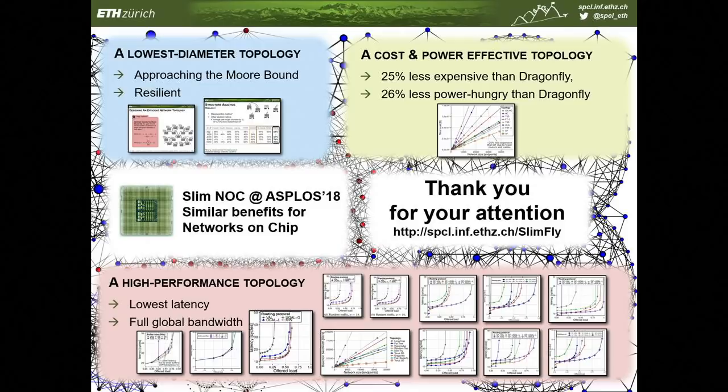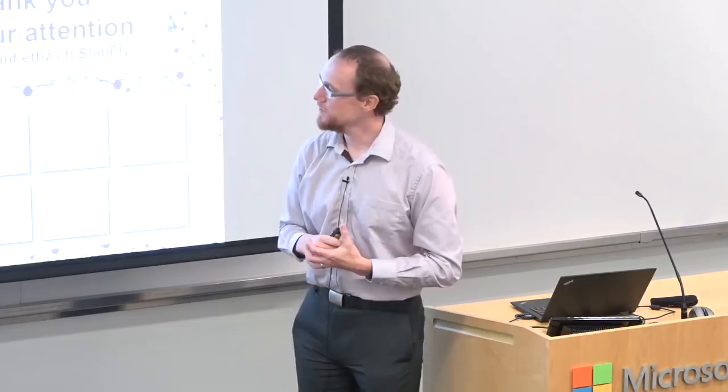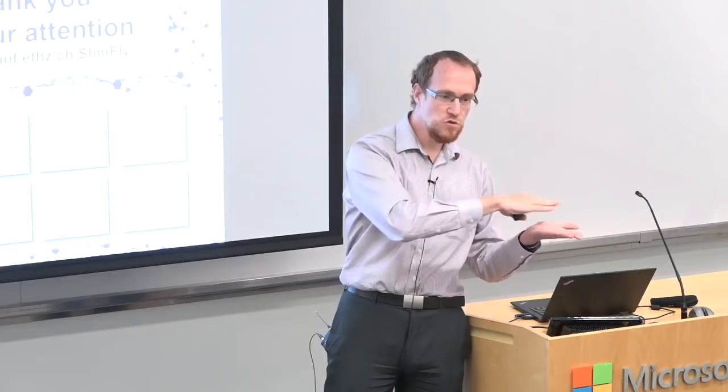Exactly the same, very nice properties, but of course in a different setting because networks on chips have different parameters. They don't have fiber connections, for example. But we did this. This appeared this year at ASPLOS, but is basically the same construction, a slightly different layout because we need to lay it out in a 2D book graph style topology, so a limited number of layers. But this works really, really well in a network on chip as well.